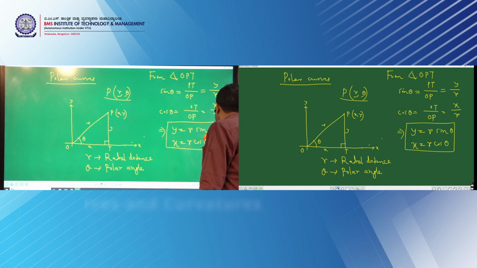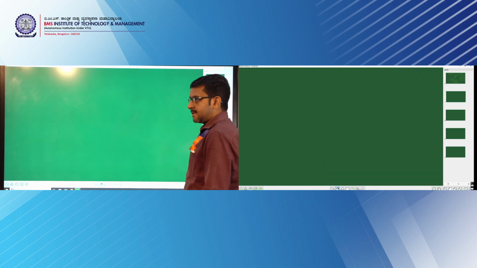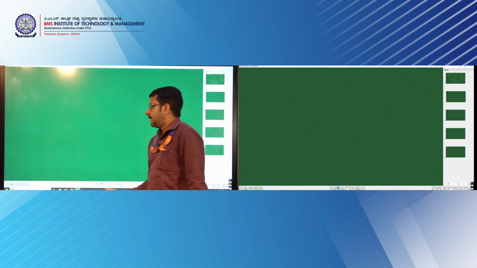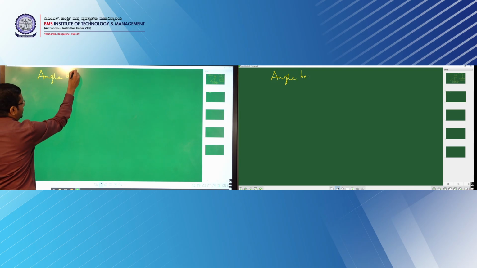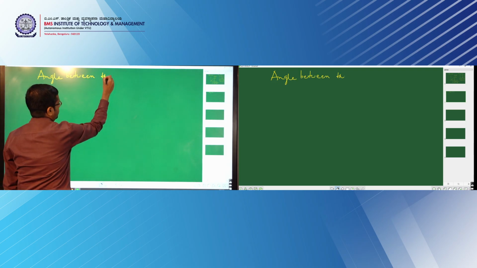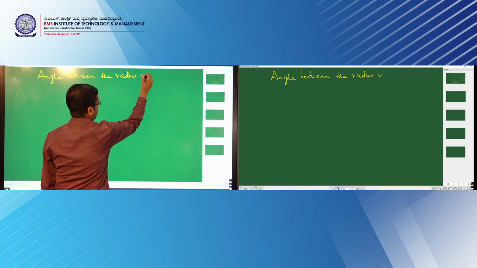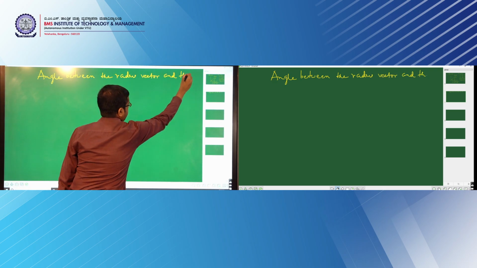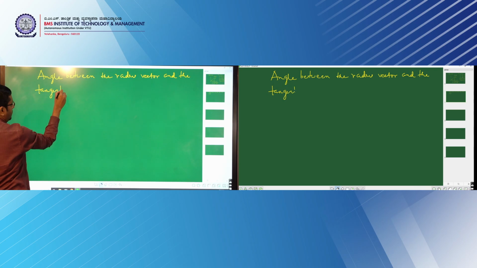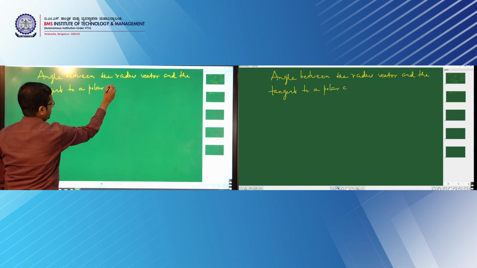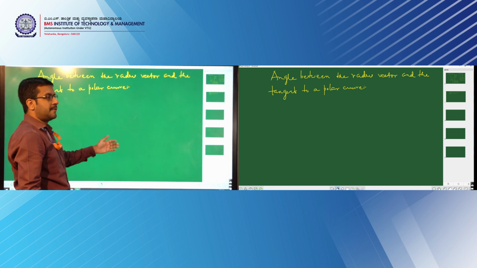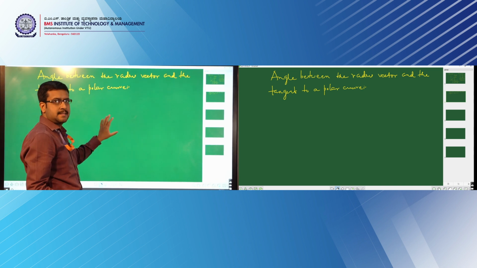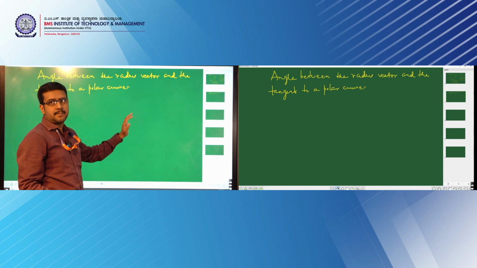So next I am showing one more thing, that is whatever is present in your syllabus. Here I am writing, this is one of the important theorems: angle between the radius vector and the tangent to the polar curve. So this theorem is a very important theorem. Every year or every alternate year this theorem is asked. It can come in 7 or 8 marks, okay?